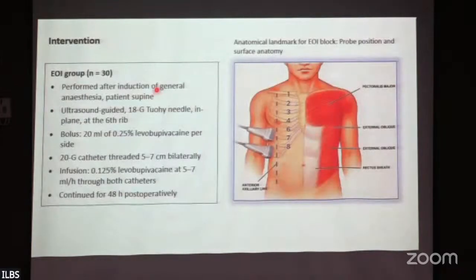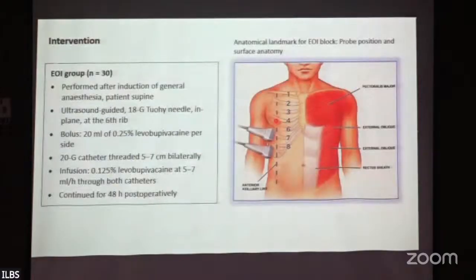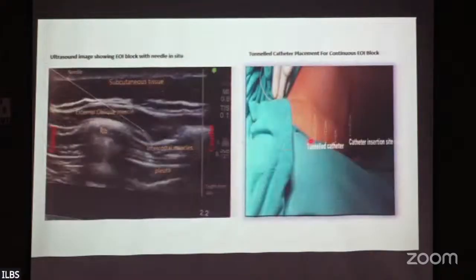Next, coming to the intervention, in the EOI block group, it was performed after the induction of general anesthesia, with the patient in supine position and using a high frequency linear ultrasound. The probe was placed in the space between the mid-axillary line and the anterior mid-clavicular line and anterior axillary line at the level of the 6th and 7th rib, to identify the following structures: the skin, subcutaneous tissue, external oblique muscle, and the intercostal muscles with the pleura between. Both the sixth rib and the seventh rib were identified.